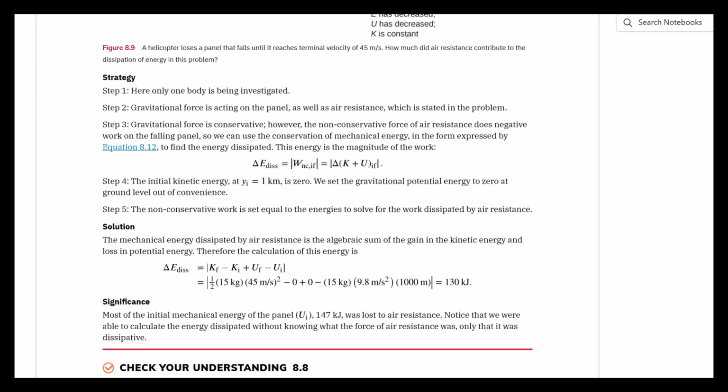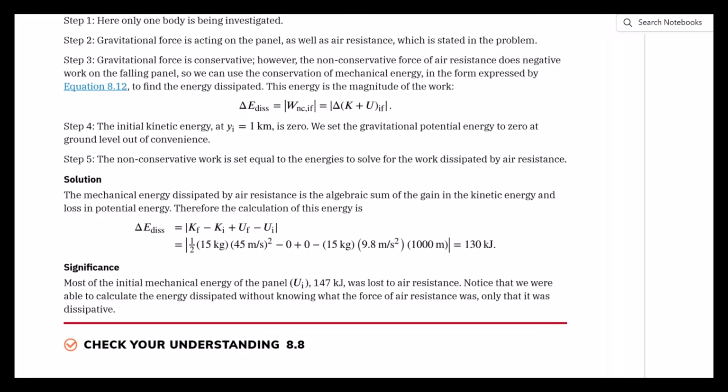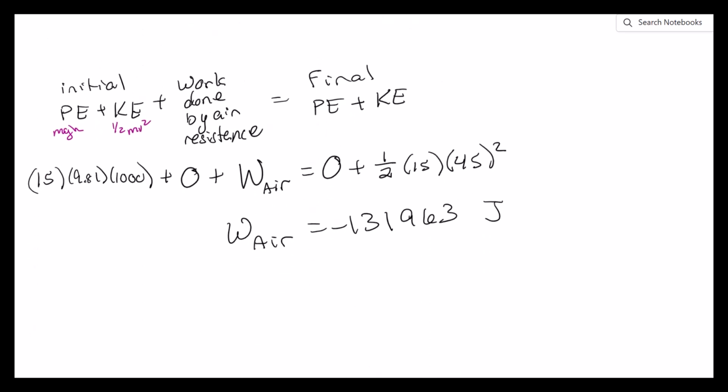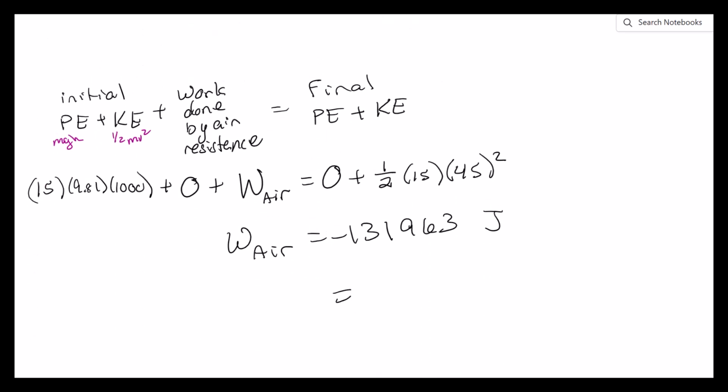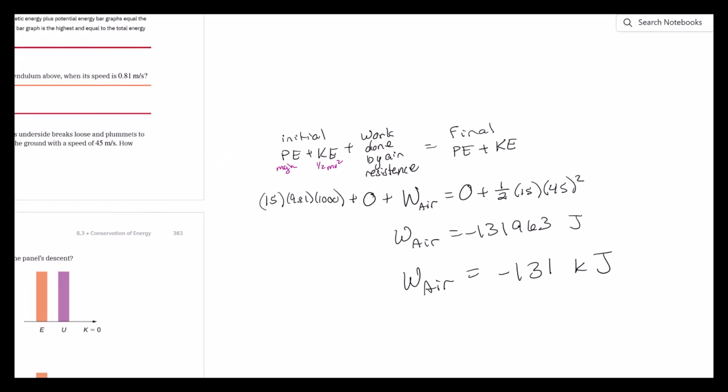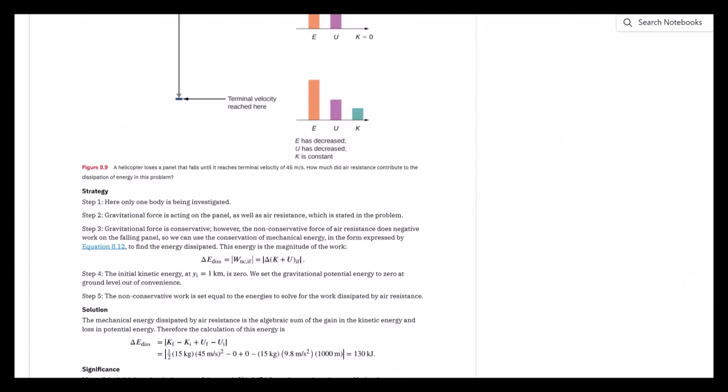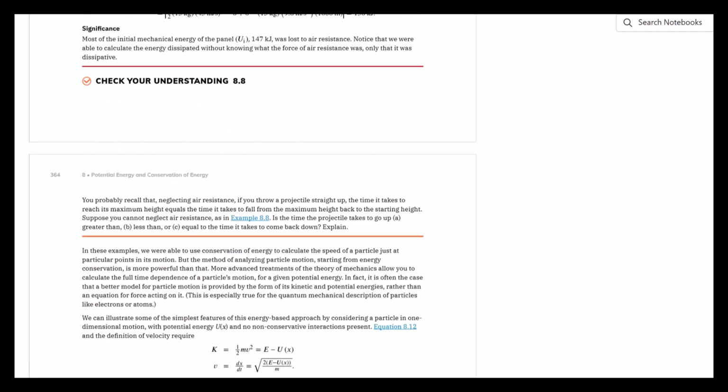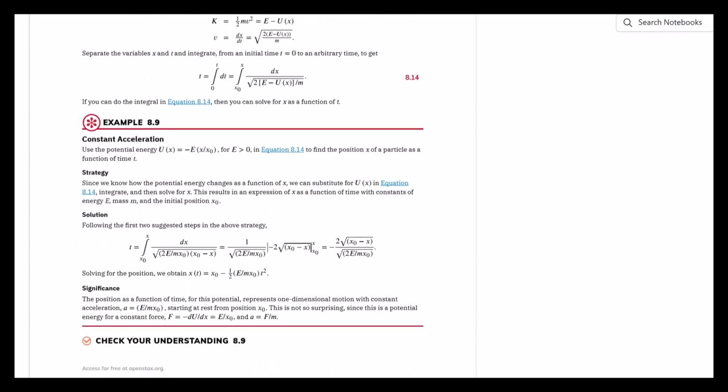So it does negative 131 kilojoules of work. The mechanical energy dissipated by air resistance is asking the positive, an absolute value, the total energy dissipated. But from a conceptual perspective, the air did negative 131 kilojoules of work, so we lost 131 kilojoules of energy into the universe by that panel falling to the ground. We can't recapture that unless we have powers to control all of the universe and energy. So it's a pretty interesting way of approaching that problem. I kind of like it. Yay!